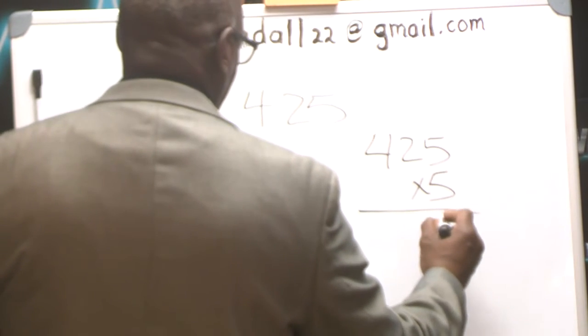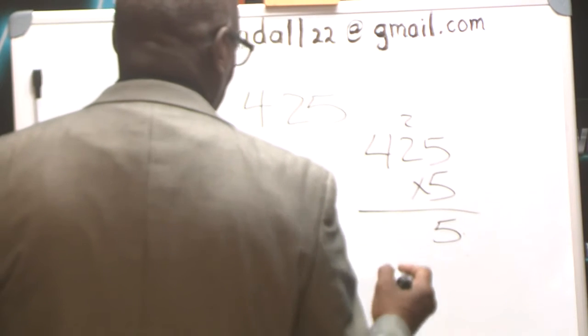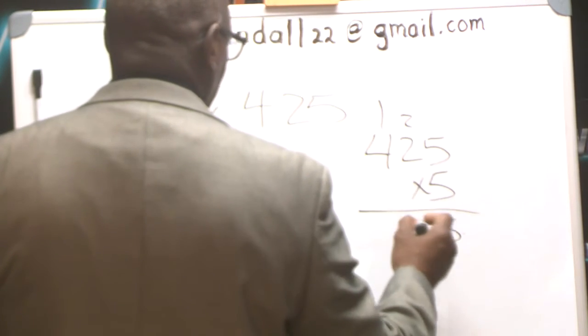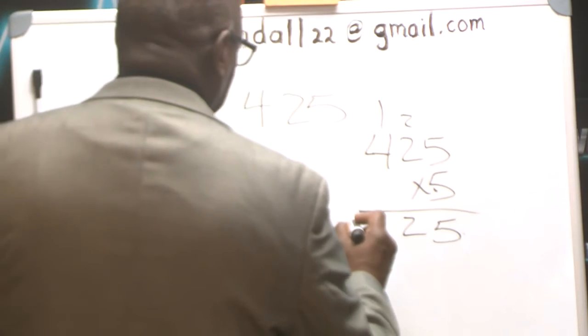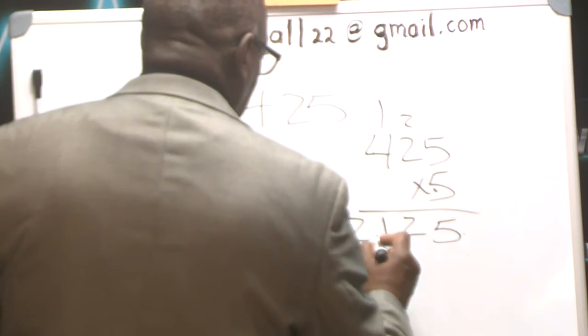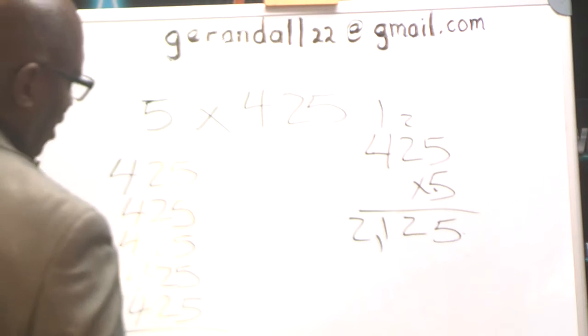5 times 5, 25. Carry the 2. 5 times 2, 10 plus 2 is 12. Carry the 1. 5 times 4 is 20 plus 1 is 21. So 2,125. Now we've written this.